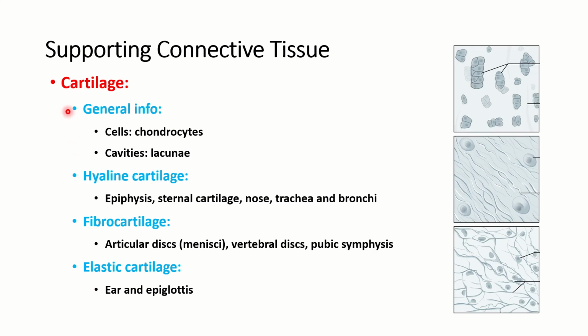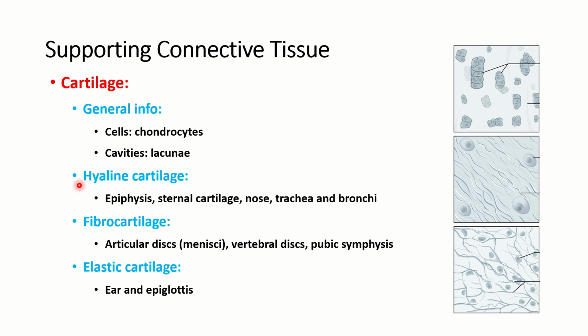A supporting connective tissue, one is cartilage, the other one is bone. So in general, cartilage is made of chondroblasts, they are young cells, and chondrocytes, they are mature cells, and they are located in cavities. The cavity is not shown here properly, as it's around the cell. So there's a chamber or a cavity, and that's called lacunae. Each one is called lacuna, and multiple cells are there. So that is a feature of cartilage.